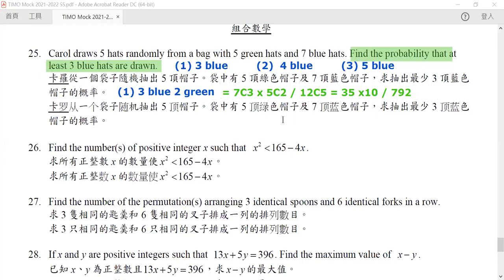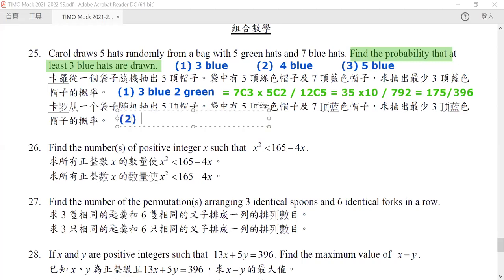Okay. So after this, we can try to cancel them out. For example, we can cancel out the 2, and then what we get is a much more simplified answer, which is 175 divided by 396. Okay, but this is only one case. So now how about the second case?